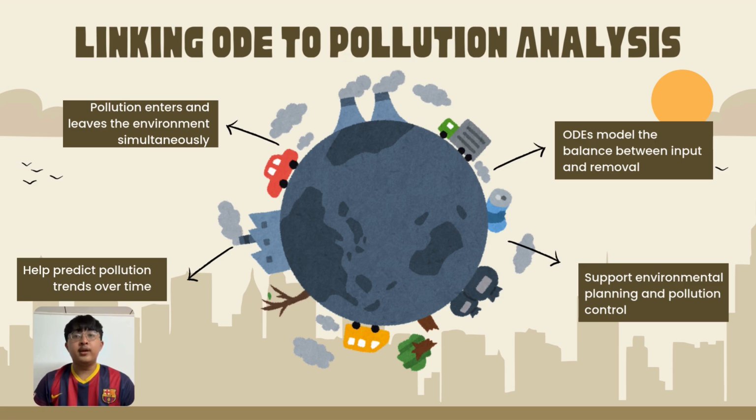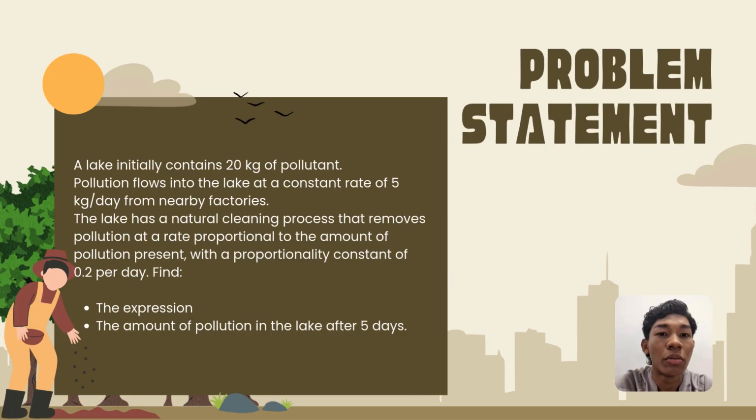For example, we can estimate whether pollution will continue to rise, decrease, or stabilize at a certain level over time. This information is extremely valuable for environmental planning, helping policymakers and engineers design effective strategies to control pollution and protect our environment. Now, we will go to a problem statement.